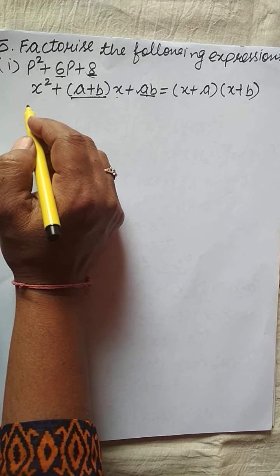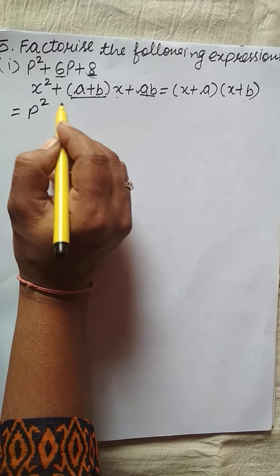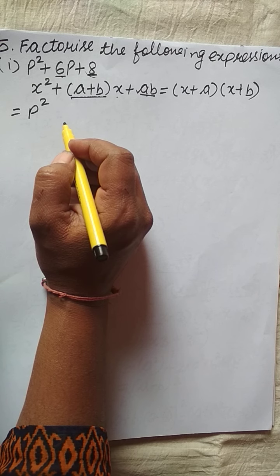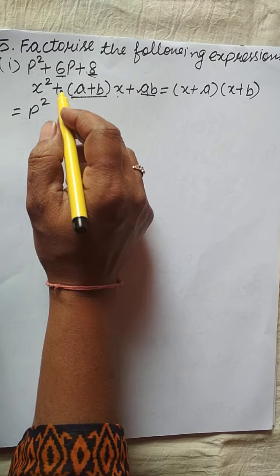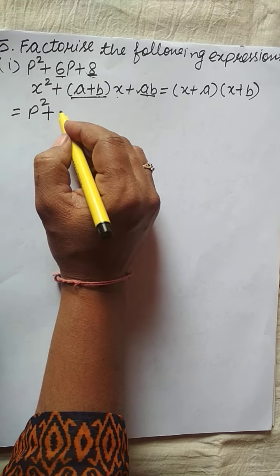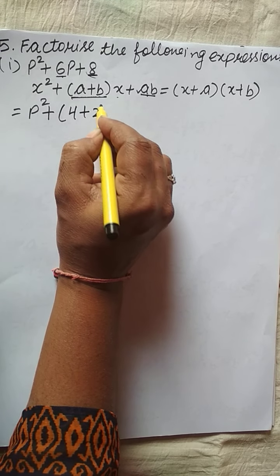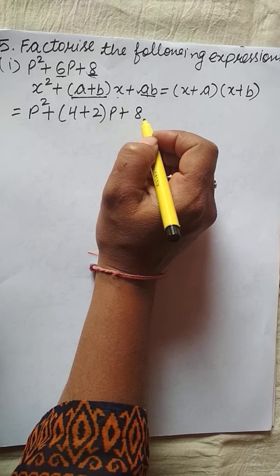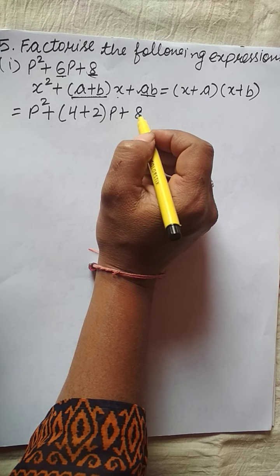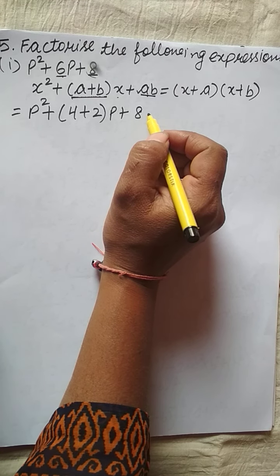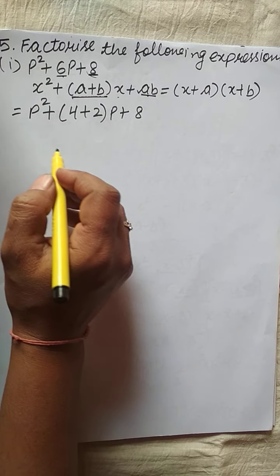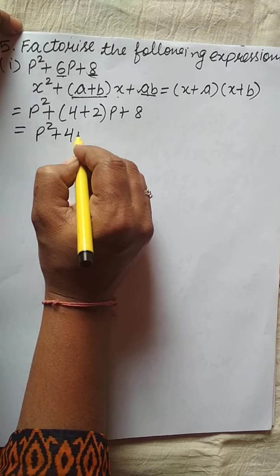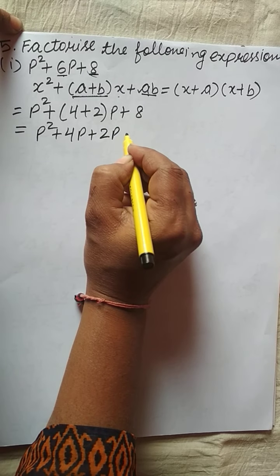Now we have the two numbers 4 and 2. The product of 4 and 2 is 8 and the sum of 4 and 2 is 6. So I can write it as 4 plus 2 into p plus 8. 4 twos are 8. It can be written as 8 or 4 multiplied by 2. Now we will expand this term as p square plus 4p plus 2p plus 8.